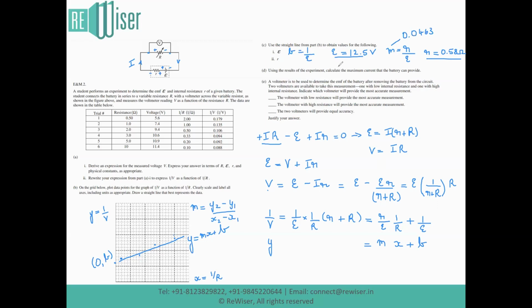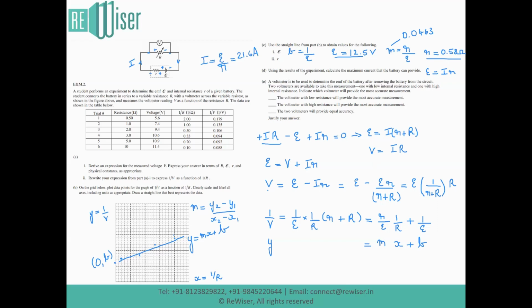Use the results from the experiment to calculate the maximum current that the battery can provide. I know that I can find EMF as I into small r. This is the condition for the maximum current to be produced. And since epsilon and r are known, I can divide them by each other and rewrite the equation as I is equal to epsilon divided by r. Epsilon is approximately 12.5 volt. r is approximately 0.58, giving me the value of I as approximately 21.6 ampere.